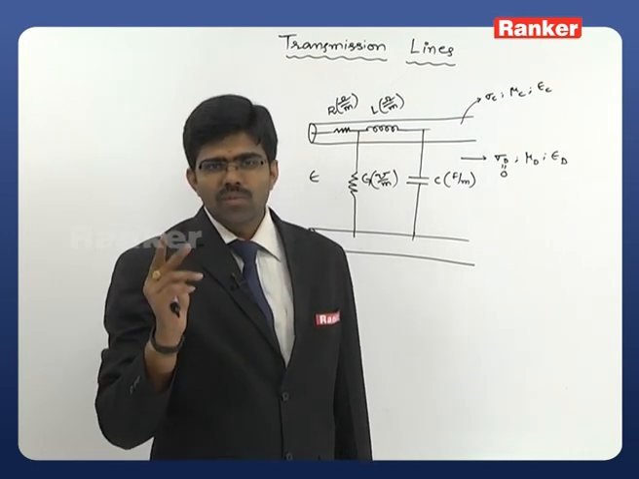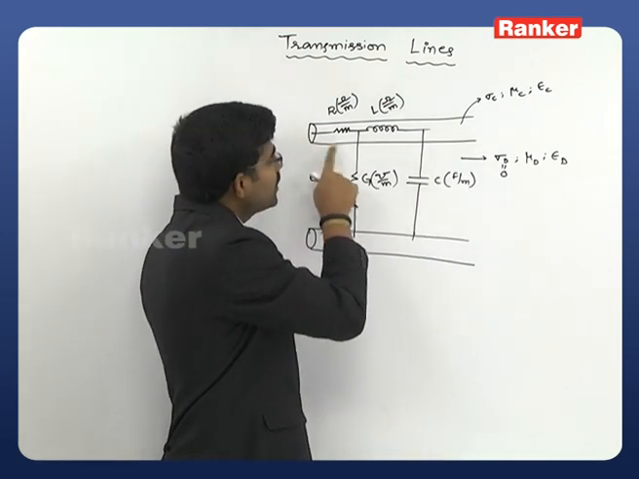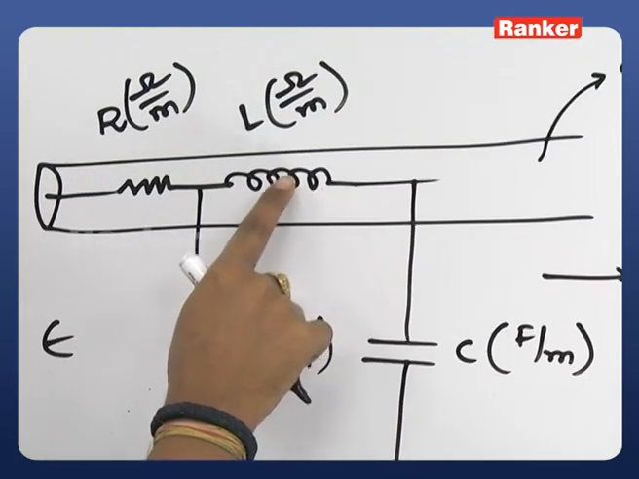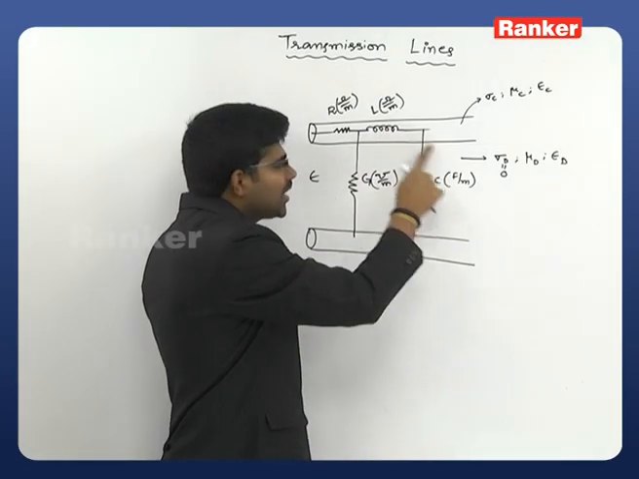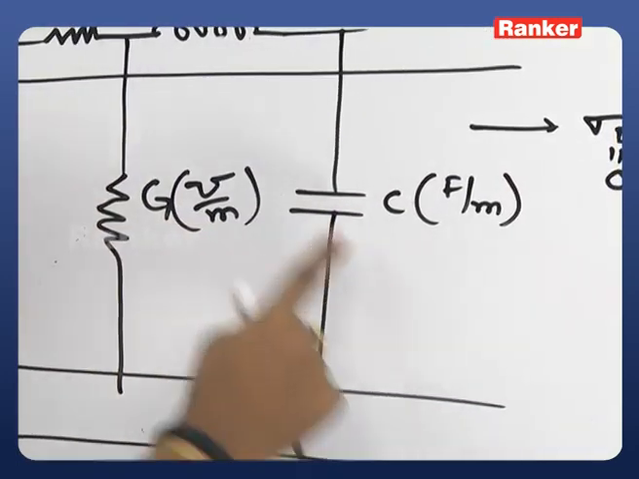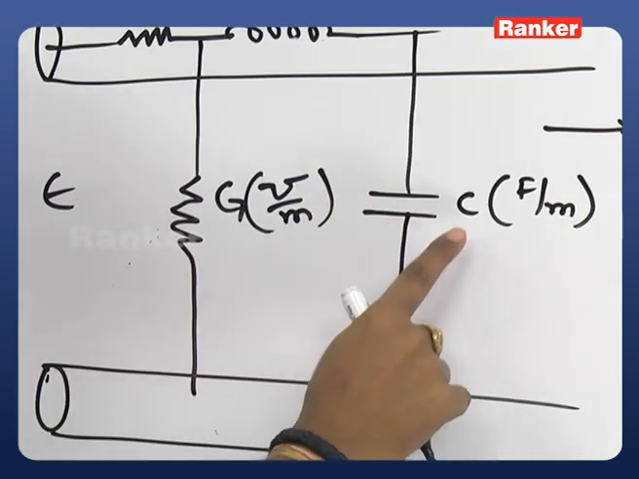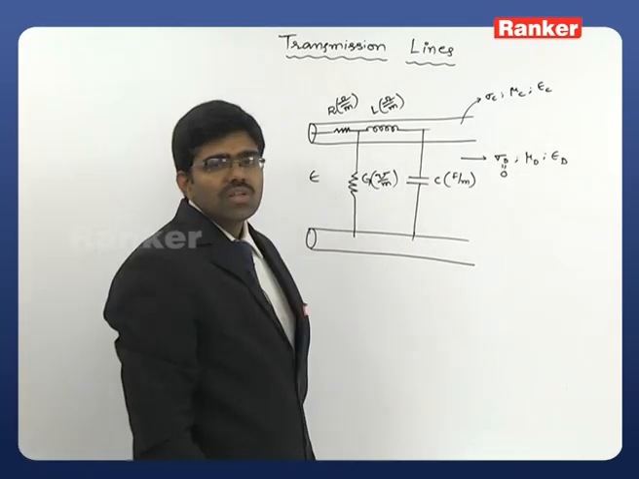Once again, clearly remember, for analysis you have to replace the entire conductor with the series combination of resistance and inductance, and the entire dielectric medium will be replaced with the parallel combination, that's why it is called a shunt element, a parallel combination of conductance of the dielectric medium and capacitance in between these two conductors.